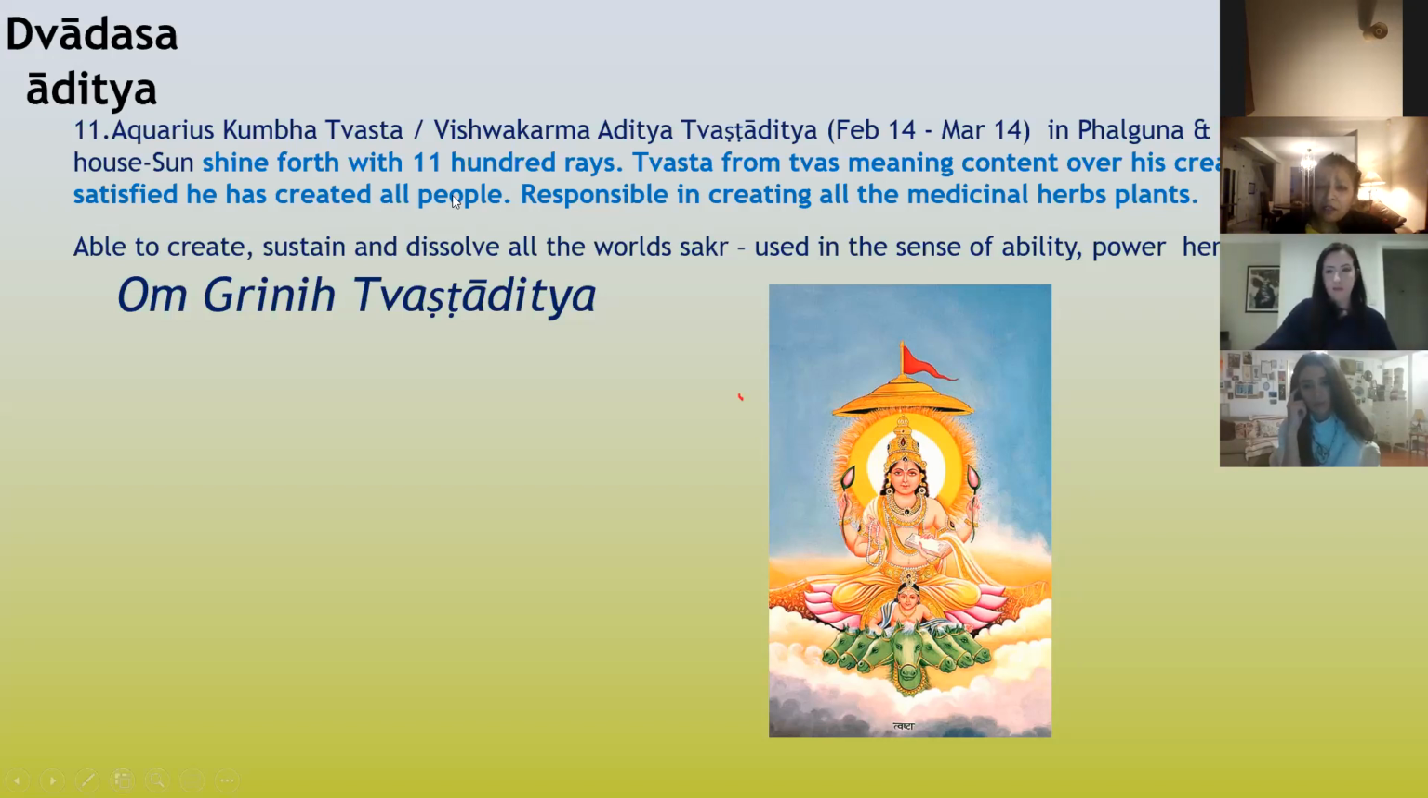And Twashta Aditya comes into being between February 14 to March 14 in the month of Falgun, and they are responsible for creating all the medicinal herbs, plants, creation, systems, everything that has to be created. They will be responsible, the Twashta Aditya. So they have a great ability for creating and sustaining. And the mantra for that is Hom Grine Twashta Aditya. Hom Grine Twashta Aditya.